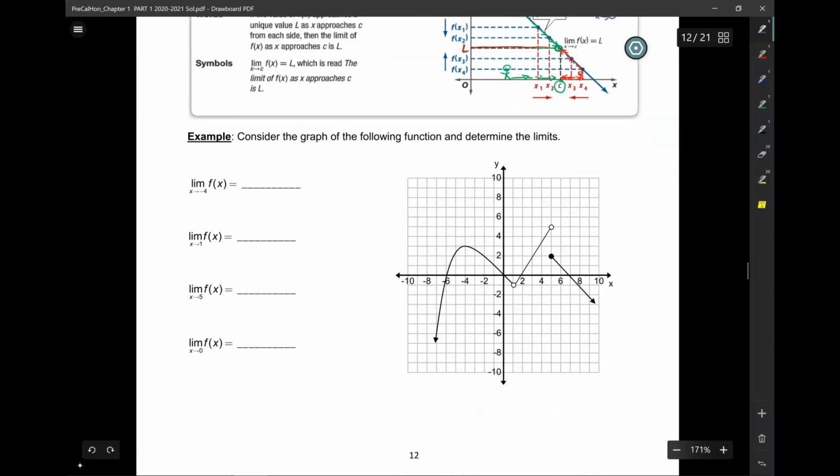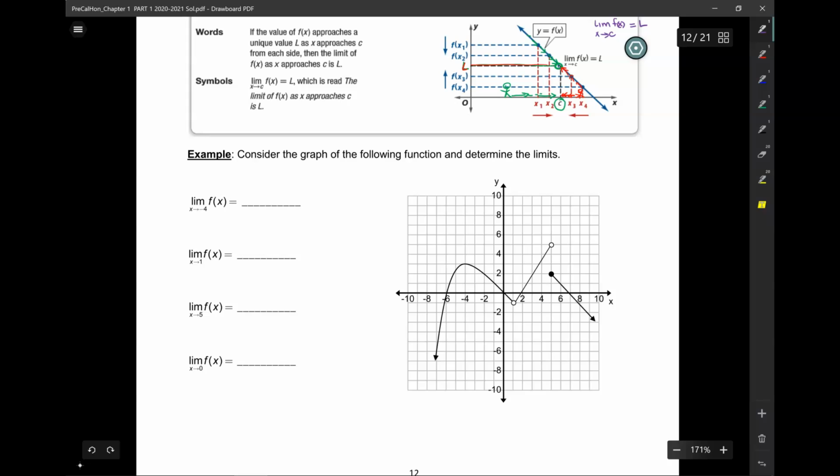Look at this graph here, and we want to take a look at some of these limits. So first and foremost, I want to find the limit of f of x as x approaches -4. Okay, where is -4? Right here. All right, as you get closer and closer to -4 from the left-hand side, what y value is your graph approaching? It's approaching a y value of 3.